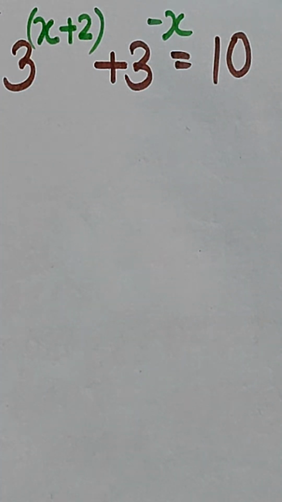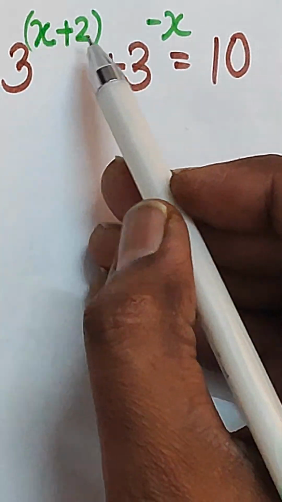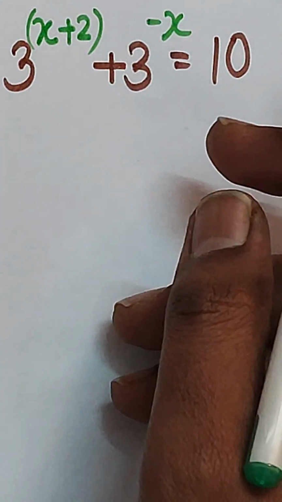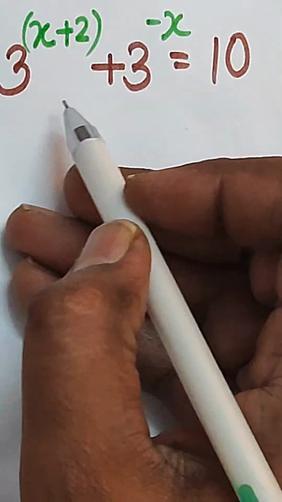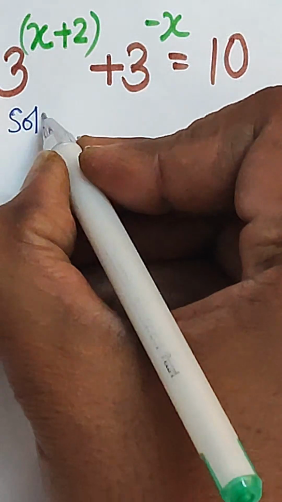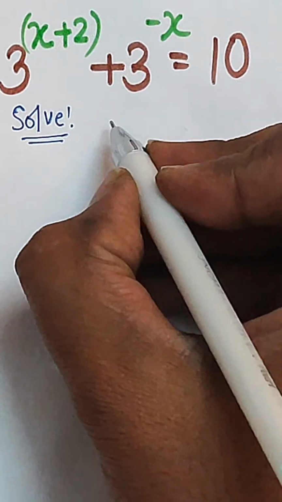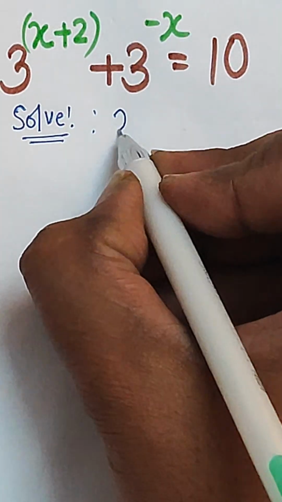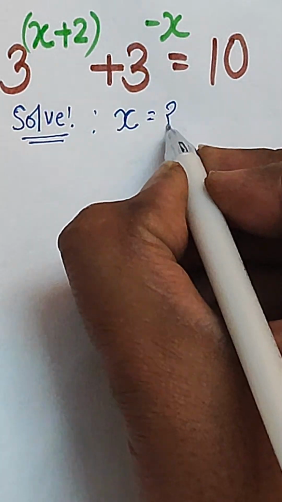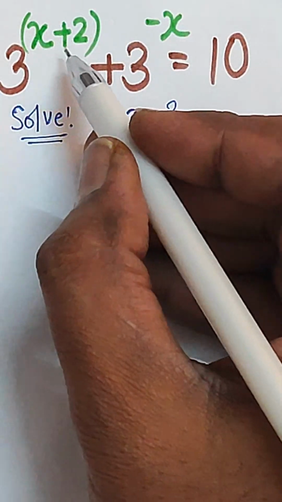So students, you can easily identify over here the variable is there in the exponent, right? And the question is just to solve. If you are asked to solve the above equation, that means you need to find the values of x. What are the values of x? Here you can see x is in the exponent.